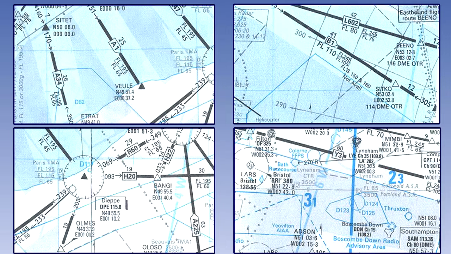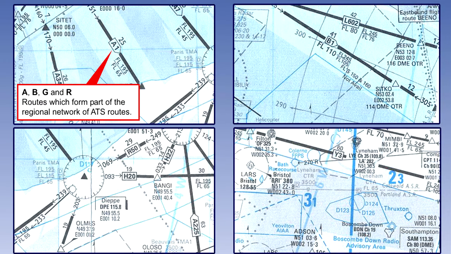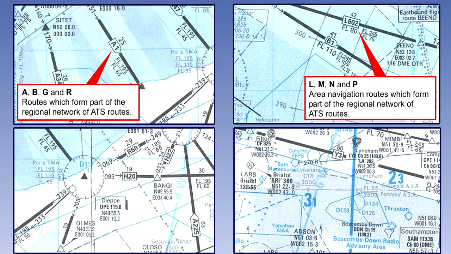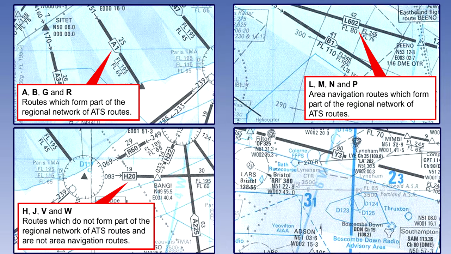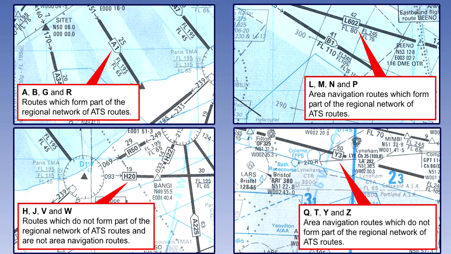Route designator letters are illustrated here. A, B, G and R for routes which form part of the regional networks of ATS routes, L, M, N and P for area navigation routes which form part of the regional network of ATS routes, H, J, V and W for routes which do not form part of the regional network of ATS routes and are not area navigation routes, Q, T, Y and Z for area navigation routes which do not form part of the regional network of ATS routes.